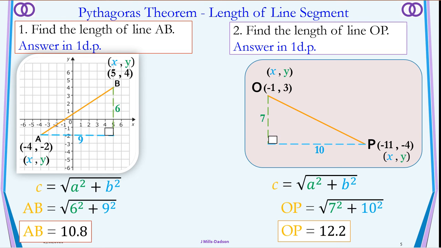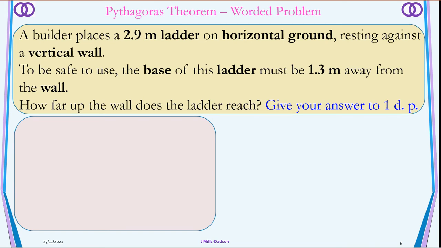Now let's look at an exam style question. A builder places a 2.9 meter ladder on horizontal ground, resting against a vertical wall. To be safe to use, the base of the ladder must be 1.3 meters away from the wall. How far up the wall does the ladder reach? Give your answer to 1 decimal place.